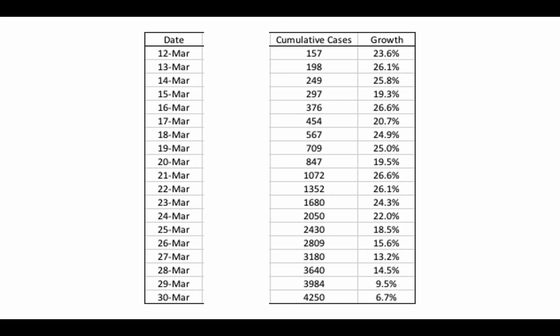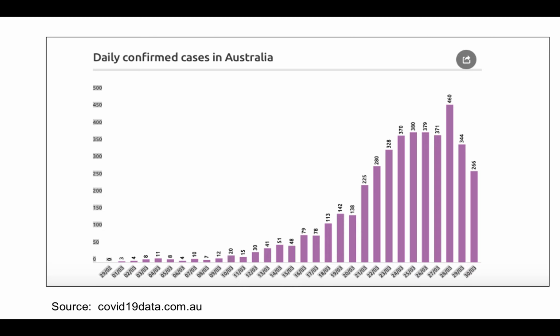Now I want to present the same information in a different chart. This is, rather than the cumulative number of cases, the number of cases that are being reported each day. And we can see here that the number started to flatten out on about the 24th of March. A bit of a spike up on the 28th of March.